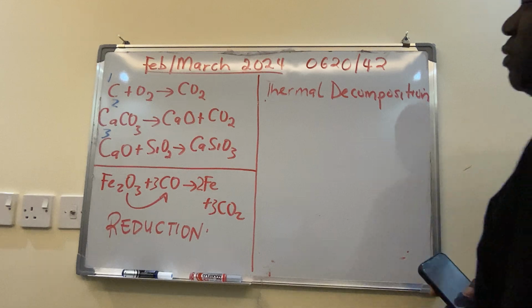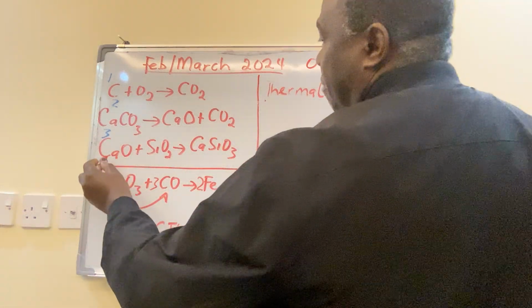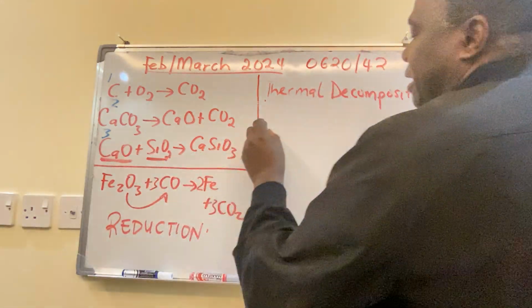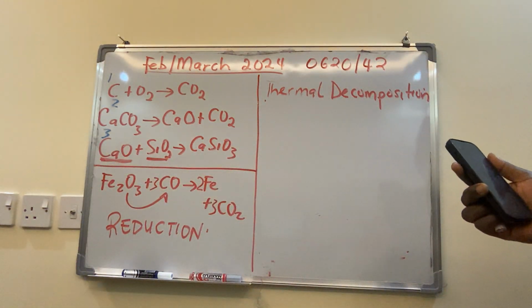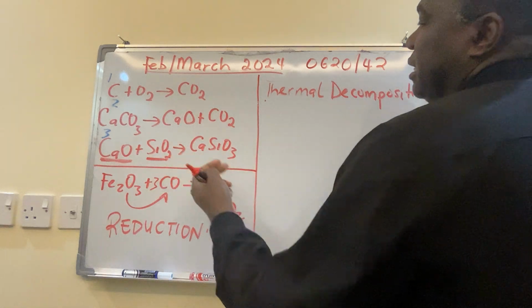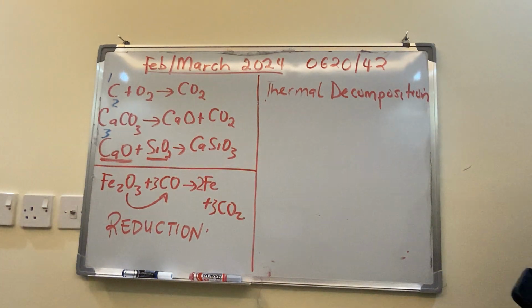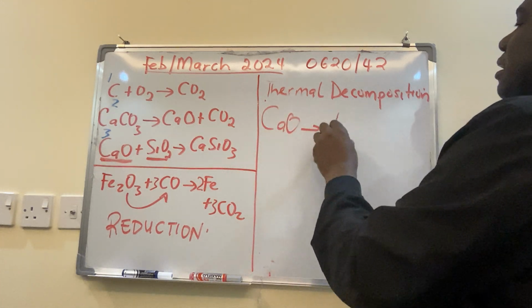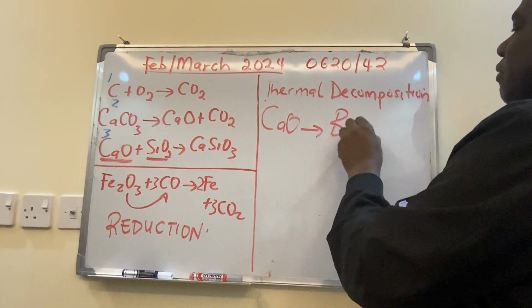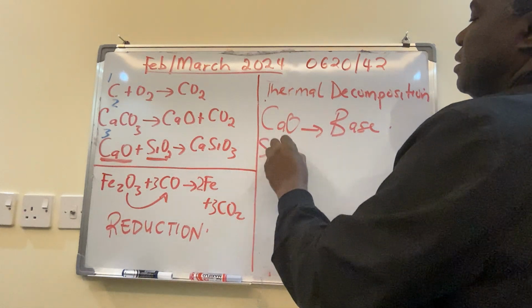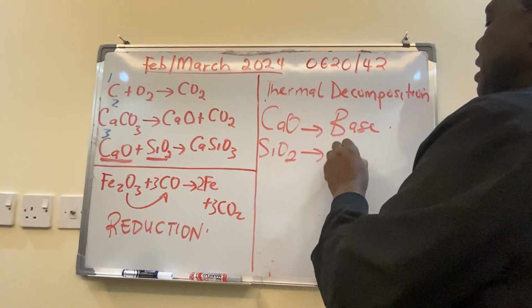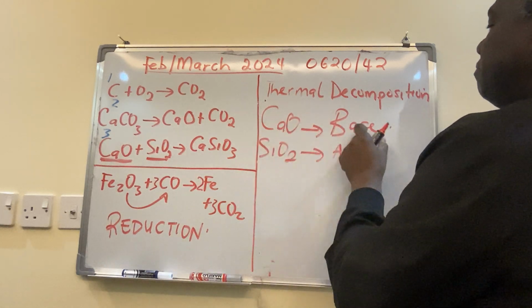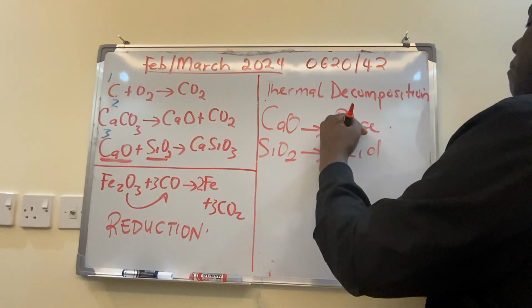Okay, and then if you look at equation number 3, metallic oxide, non-metallic oxide. The next question was saying, explain why equation 3 is actually an acid-base reaction. Your answer simply here will be calcium oxide is a base, okay? But silicon dioxide is an acid, okay? Non-metallic oxide, acid. Metallic oxide, base.